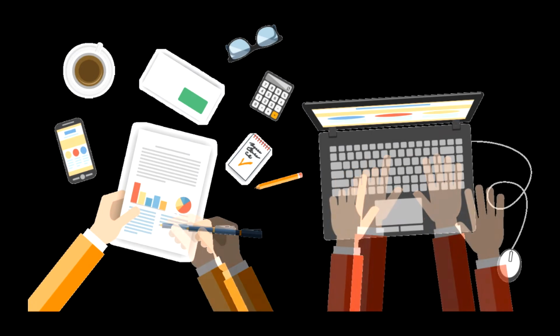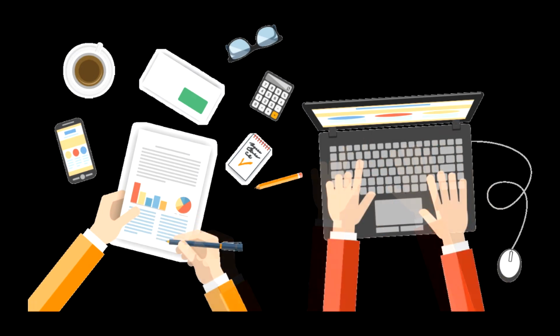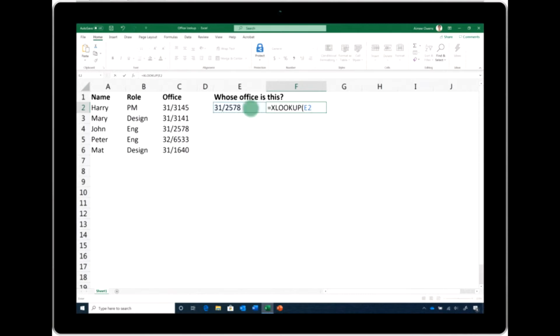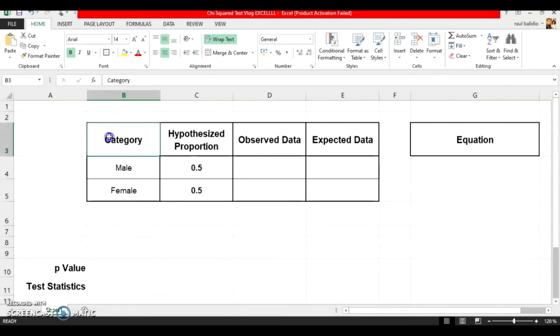On a practical standpoint, it is easier to use a spreadsheet like Microsoft Excel to perform this calculation. And how are we gonna do that? Take a look on the columns. We have column B for the category. For male, we have cell B4, and for female, we have cell B5. Column C for the hypothesized proportion, which is our null hypothesis of 50% male and 50% female, or we can just have 0.5. Column D for the observed data, and column E for the expected data.